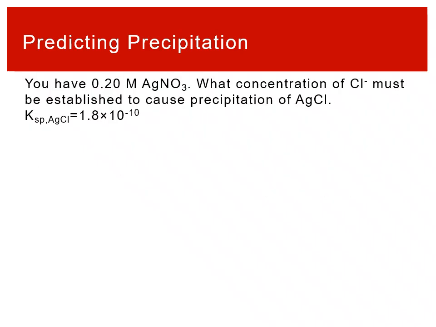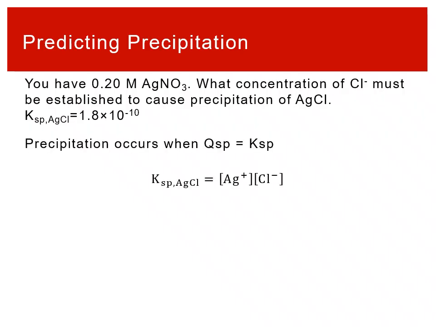Let's do it. You have 0.20 molar silver nitrate. What concentration of chloride must be established to cause precipitation of silver chloride? KSP for silver chloride is 1.8 times 10 to the negative 10th. So if we're trying to diagnose precipitation, we want to know when some precipitation is going to occur. We know it's when QSP equals KSP, and our KSP value is 1.8 times 10 to the negative 10th.